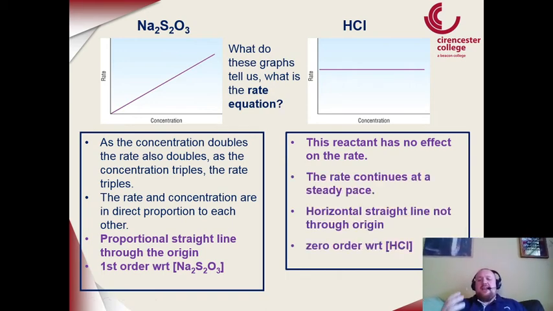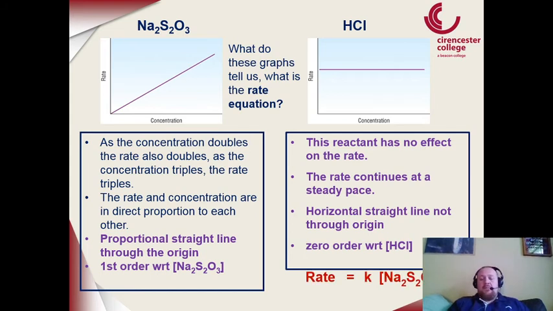So we can see that the order of reaction with respect to the sodium thiosulfate is first order, and the order of reaction with respect to hydrochloric acid is zero order. So this would be what the rate equation would be. It would be rate equals k times sodium thiosulfate concentration.